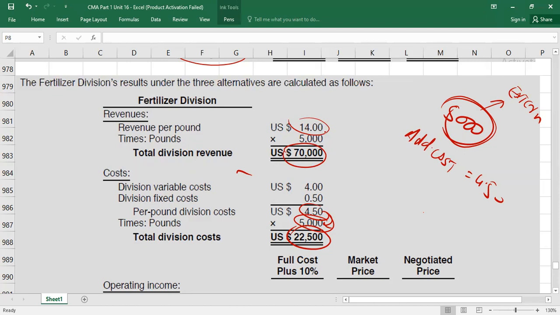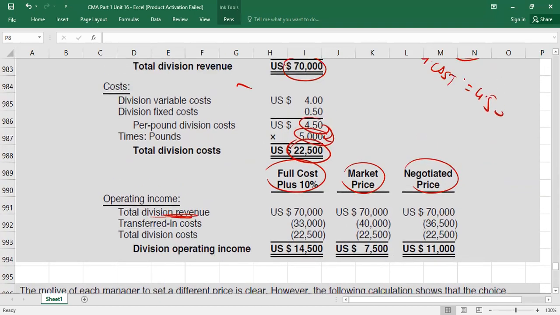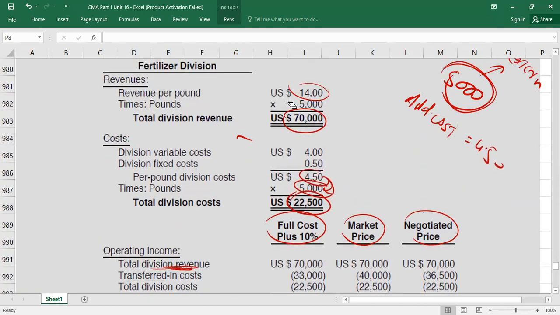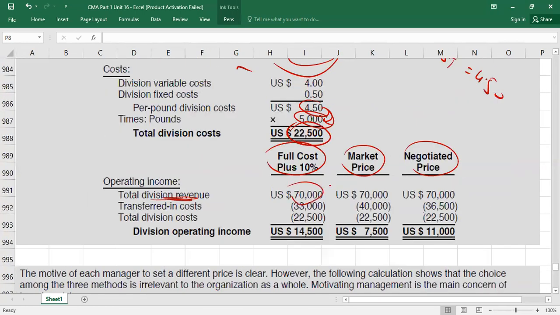Now we are going to prepare the income statement for the fertilizer division, operating income actually. How will you calculate operating income? Again, we have three options, and under each option we will calculate: if the transfer price is cost plus 10%, or if it is market price, or if it is negotiated price. First we'll take the fertilizer revenue. The information is given here. He is selling 5,000 pounds at $14, so revenue is going to be 70,000. We'll put revenue as 70,000 under each option. Right?